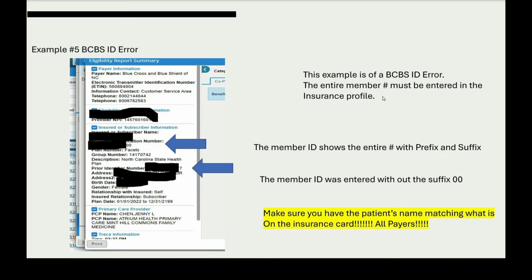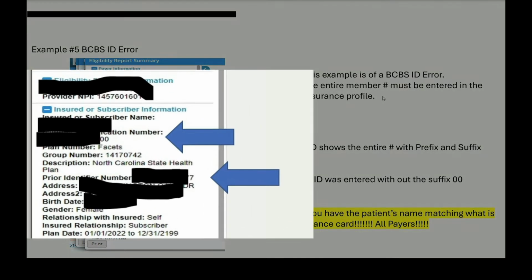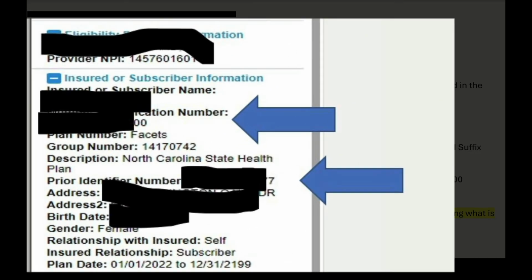I know there's some black scribble here, but I want you to look at the second blue arrow. You can kind of see where it says prior identification number, and it ends in a 7. So when this eligibility was run, it was pulling off of what was put into the system. But if you look up at the first blue arrow, the member identification number ends in 00. Well, 00 is the suffix. So that 00 should follow after that 7. That should be 700. A lot of that is not being done. It's not being corrected, and it's causing a lot of rejections.